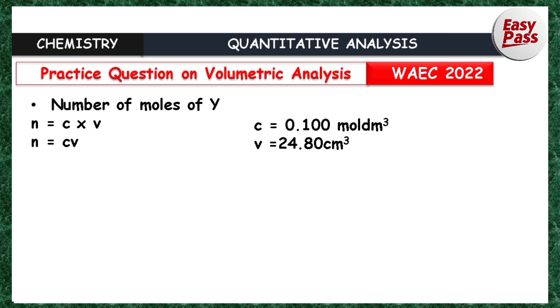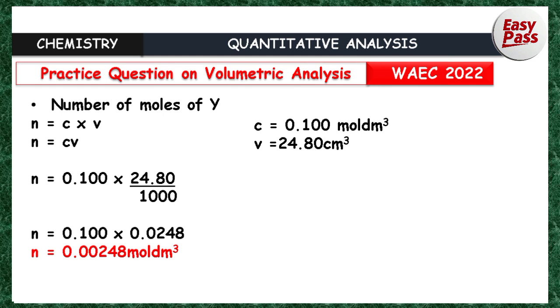You say n equals 0.100 times 24.80 cm³ all over 1000, because volume is measured up to 1000. That's why we are introducing the standard, which is 1000. We have n equals 0.100 times 24.80 divided by 1000, which gives 0.00248 mol. That's the number of moles of the acid, which is your Y.